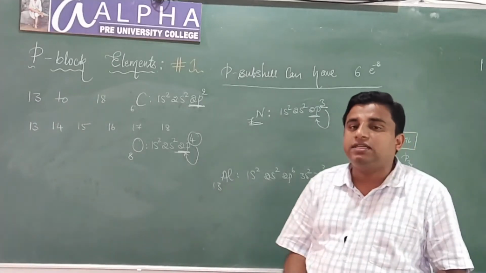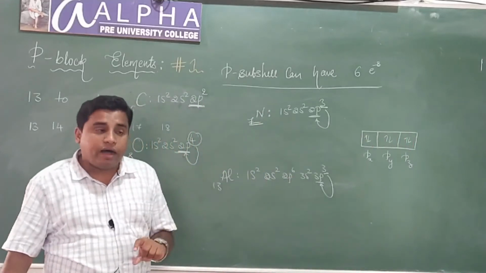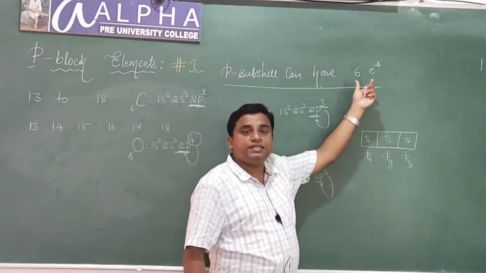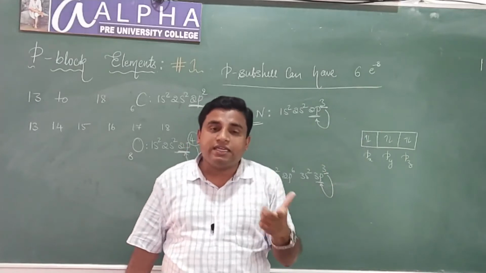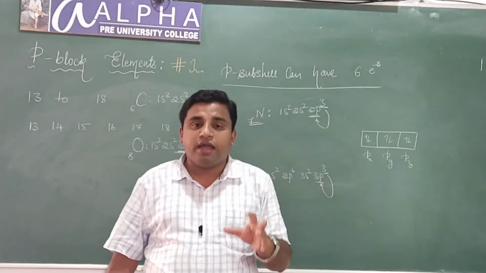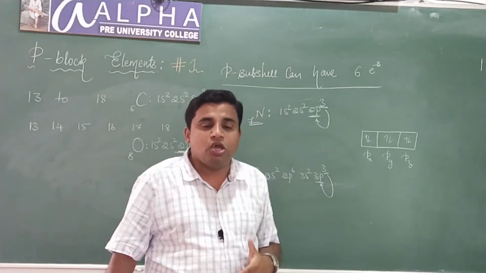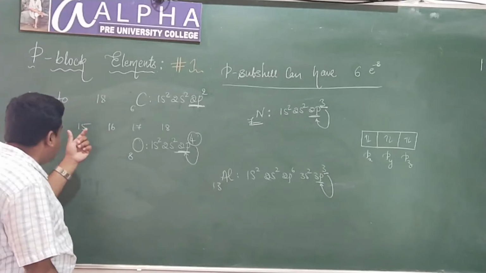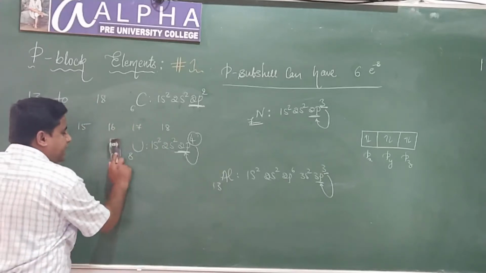The p block has 6 groups, from group 13 to 18. Why does it have 6 groups? Because the p subshell can have how many electrons? 6 electrons. Since the p subshell can have 6 electrons, there are 6 groups in the p block. Which are those 6 groups? Group 13, group 14, group 15, group 16, group 17, and group 18.